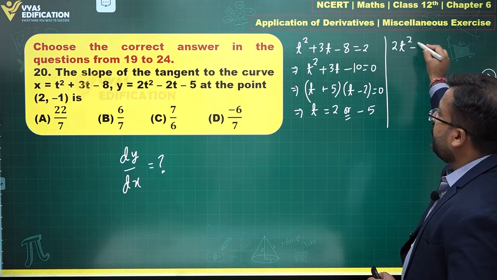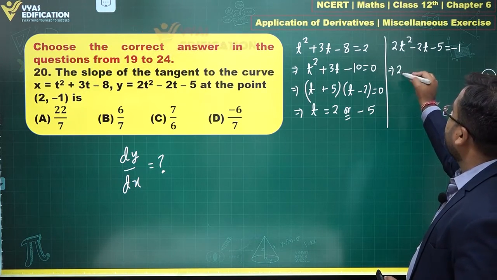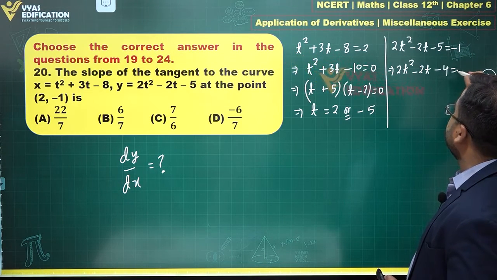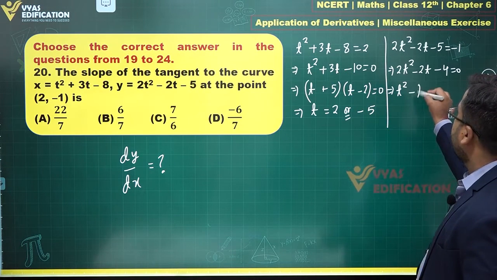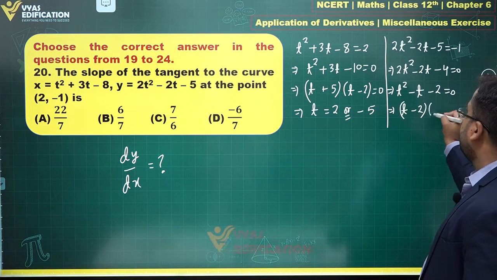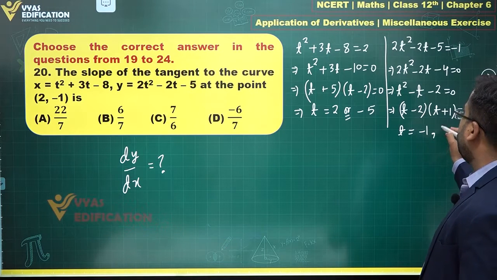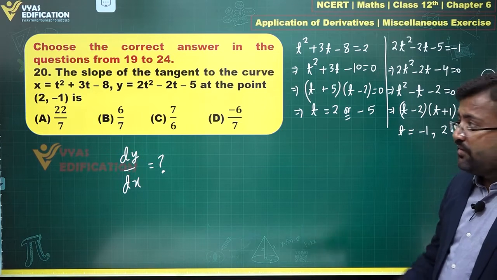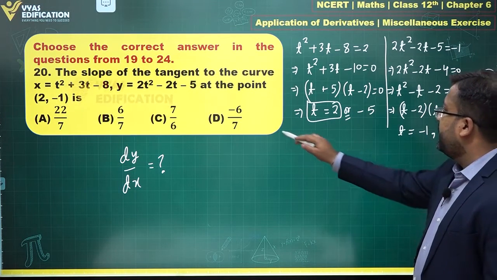2t² - 2t - 5 is equal to -1. That tells me that 2t² - 2t - 5 + 1, that is 2t² - 2t - 4, will be 0. Or you can say that dividing by 2, this will be t² - t - 2 equal to 0. This tells me (t - 2)(t + 1) is equal to 0. t is equal to -1 or 2. And which of these values satisfies both these conditions? You can observe that t is equal to 2 is the result that we are interested in.